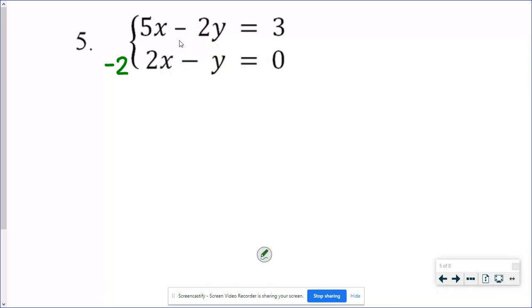and distribute that through the entire equation, right? So the first equation we're just going to keep. 5x minus 2y equals 3. Second equation, that'll be a negative 4x.